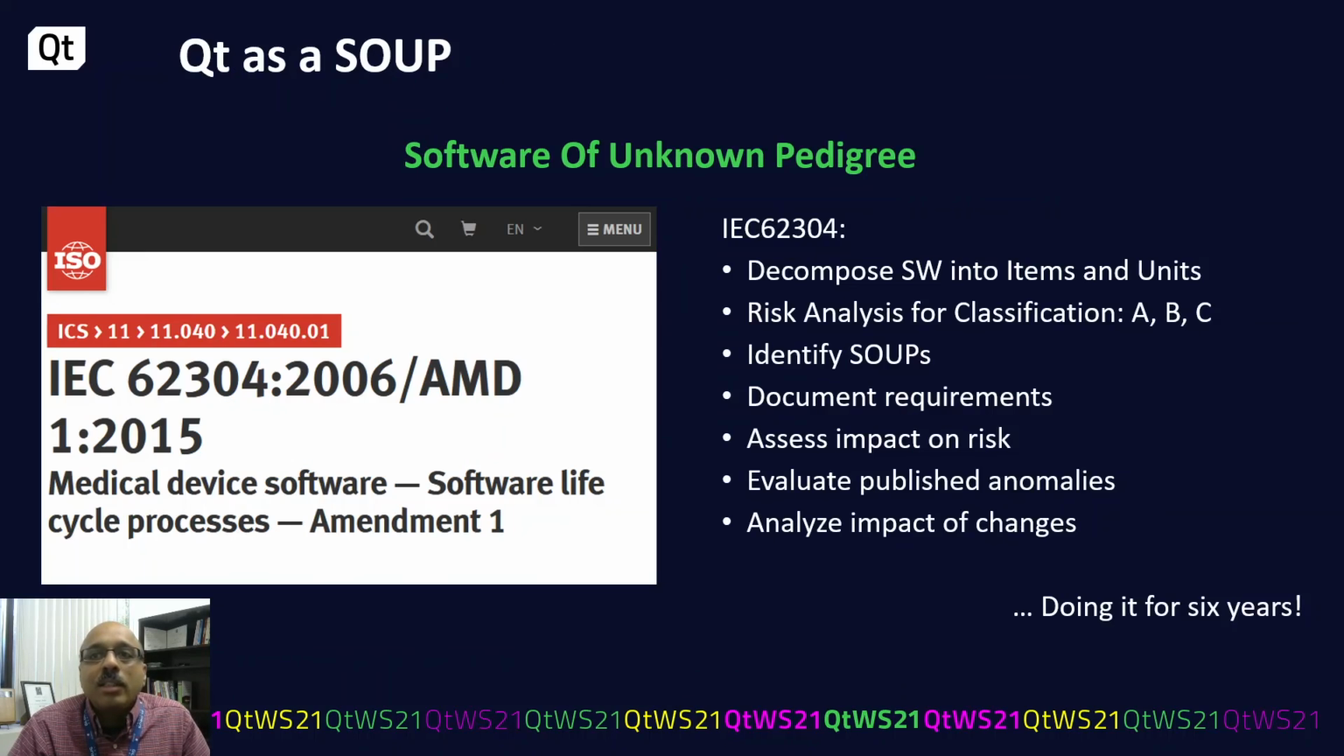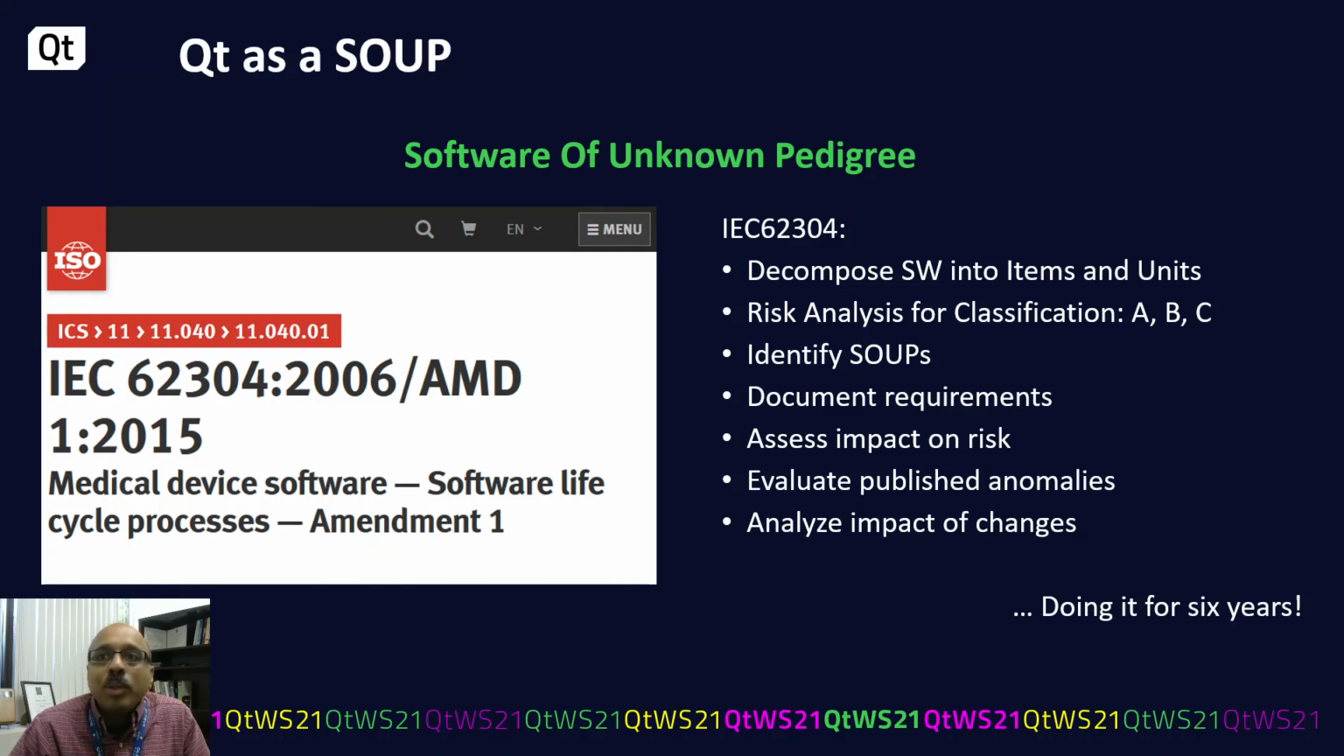These standards, 62304 in particular, pay close attention to any third-party libraries, and Qt is treated as a SOUP. It's a software of unknown pedigree, and that's a term from IEC 62304. The way we approach it is to decompose software into individual items and units. We do risk analysis, in particular the safety classification, whether it's class A, B, or C, and then we distribute the third-party libraries into one of these buckets. We of course need to document the requirements and then assess the impact on the risk.